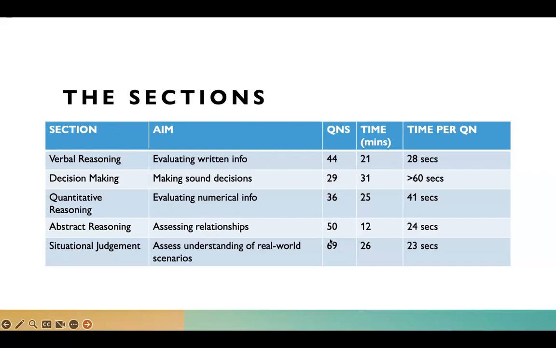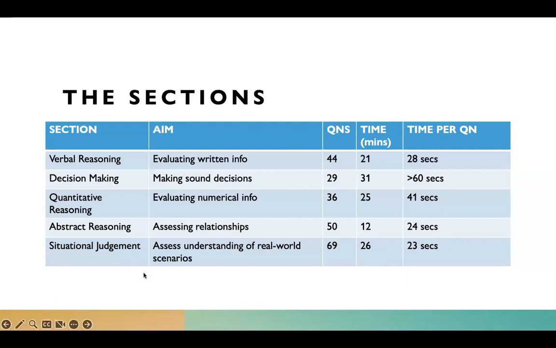This one people find the hardest because there's 50 questions to complete and you only get 12 minutes. So you have approximately 24 or 23 seconds per question. So you're very, very tight for time in this one. But again, spotting those patterns and recognizing those common things that can come up only happens with practice.